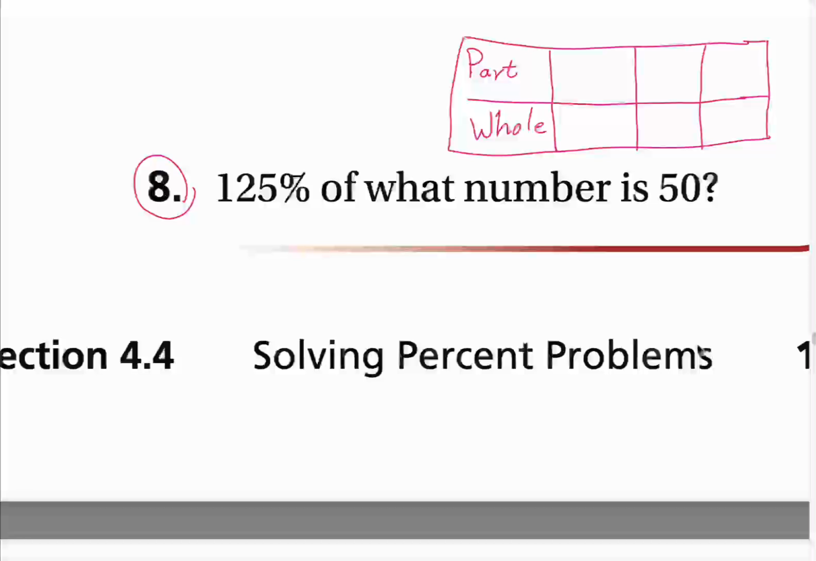Abdulaziz? Yes, mister. Yes, Abdulaziz. Let's start. It's 120%, 125%. What is the part and what is the whole? Should I repeat it? Listen carefully. What is the part and what is the whole?